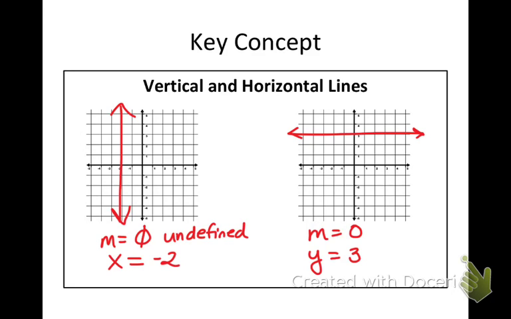Does a vertical line have an x-intercept? Yes or no? Yes. Right there. It's right there at -2, 0 for this one. Okay. Does it have a y-intercept? No. No y-intercepts, not intersecting the y-axis. Horizontal lines do not have an x-intercept, but they do have a y-intercept, right? Okay.